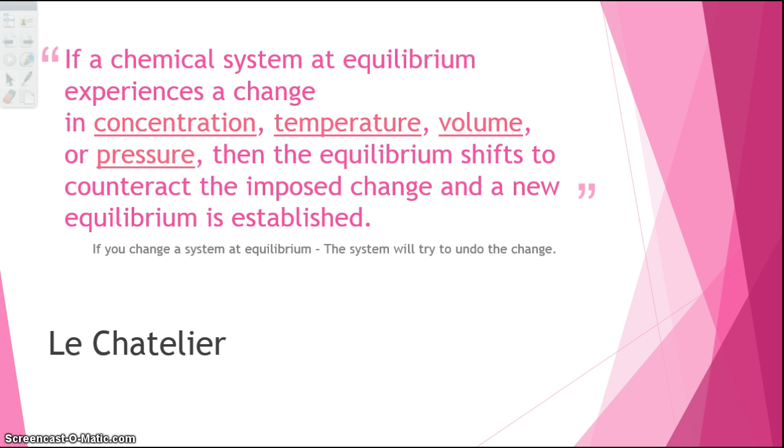Well, that's where Le Chatelier comes in. He said, if a chemical system at equilibrium experiences a change in concentration, temperature, volume, or pressure, then the equilibrium will shift to counteract the imposed change, and a new equilibrium is established. And when we did the yellow bead activity, you did reach equilibrium twice.